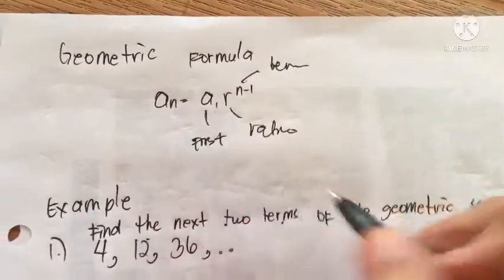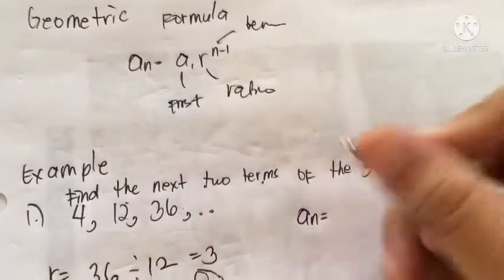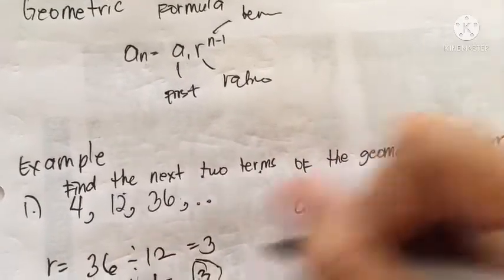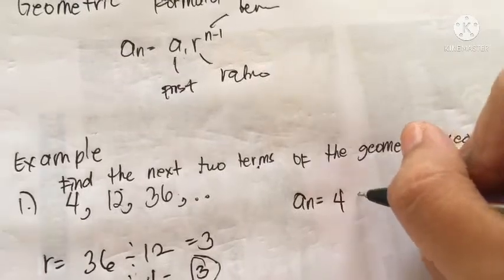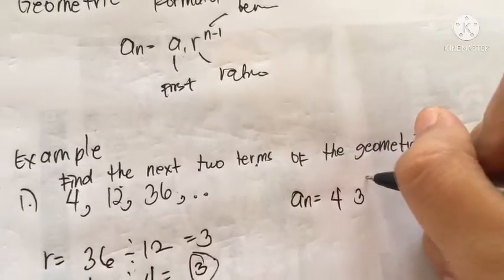So, use the formula. We have a sub n is equal to, the first term is 4, and the ratio is 3 raised to n minus 1.